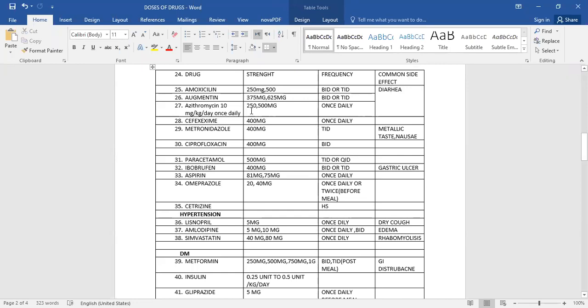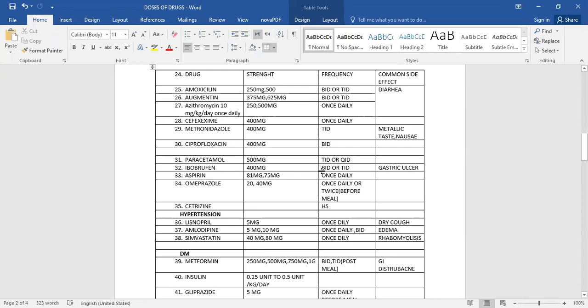Azithromycin, as we discussed, 250 milligram and 500 milligrams. I will come to the children's doses later on. Cefixime, available as Cefspan, 400 milligrams once daily. Ciprofloxacin, 400 milligrams BID. Paracetamol 500 milligrams TID or QID.